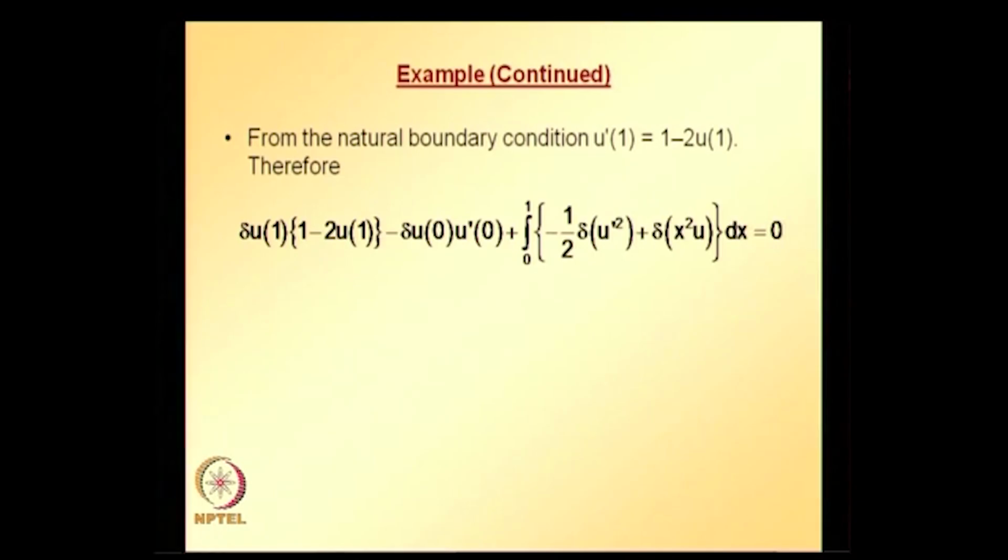So the first thing is, from the natural boundary condition that is given, you have the first derivative of u evaluated at x is equal to 1 is equal to 1 minus 2 times u evaluated at x is equal to 1, and we can substitute this quantity directly into the previous equation, that results in the equation that is given here.